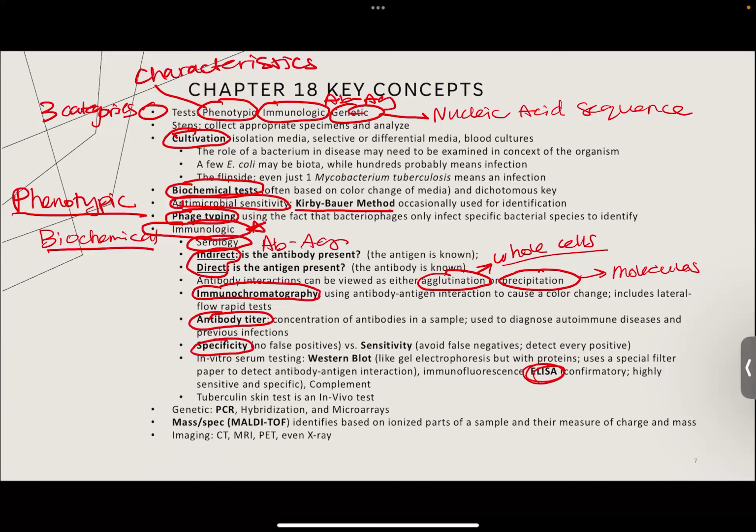Specificity versus, you guys love this, right? Sensitivity, all right. You are sensitive, you pick up on things even in the lowest numbers. Specificity, you're picking up on things that are only that antigen, not similar ones.